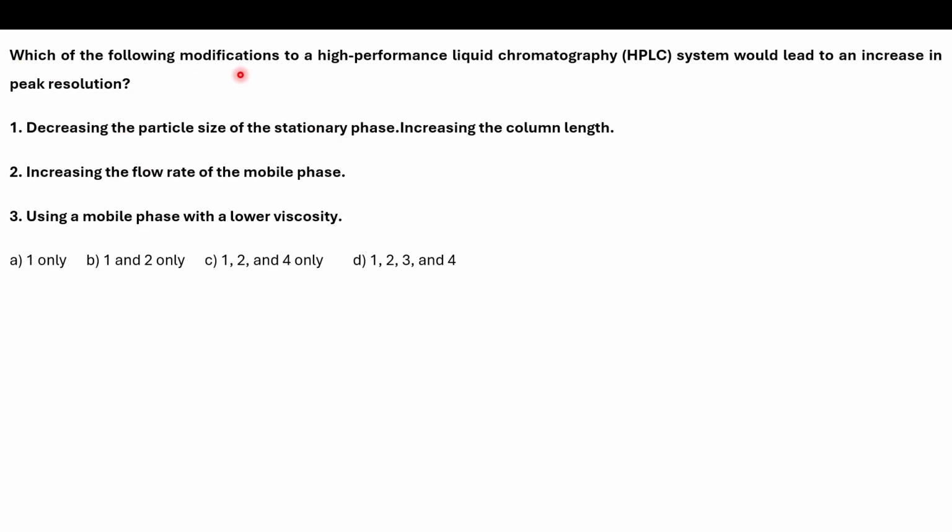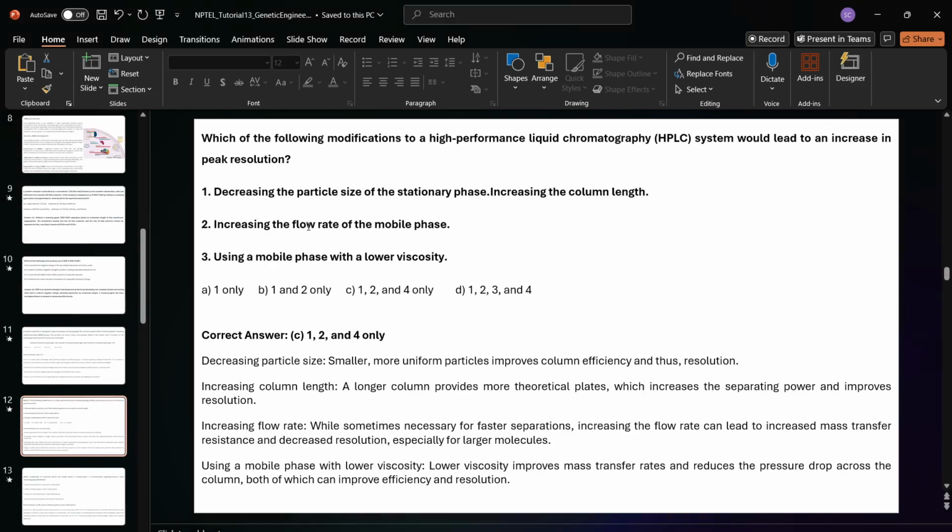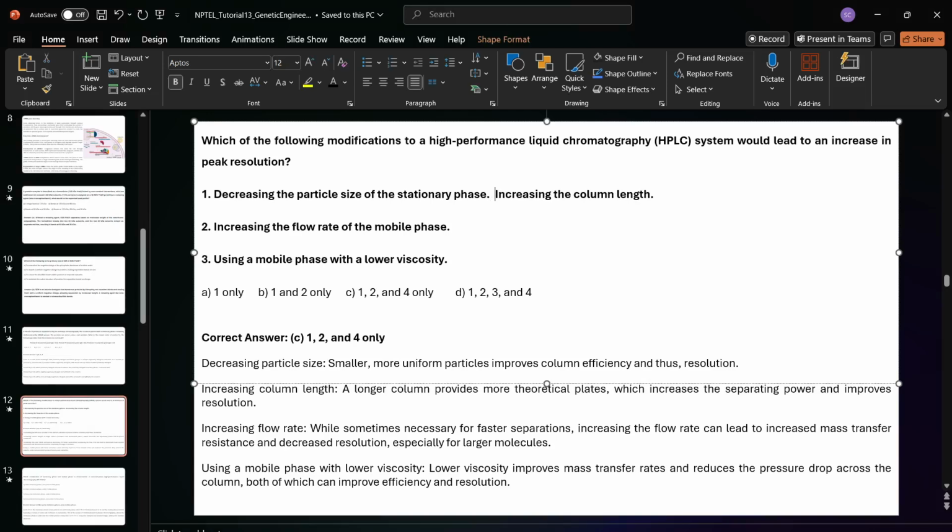Now, which of the following modifications to a high performance liquid chromatography system would lead to an increase in peak resolution? Decreasing the particle size of the stationary phase. Actually, there is a mistake here. This is another option: increasing the column length, increasing the flow rate of the mobile phase, using a mobile phase with a lower viscosity. Maybe I should change it here. This is 2, this is 3.